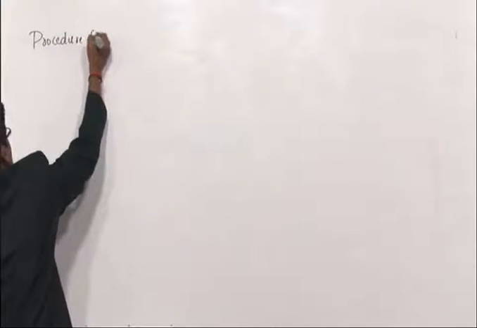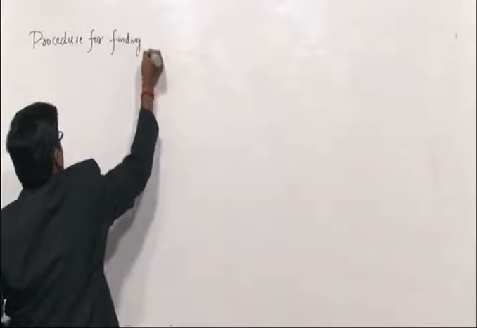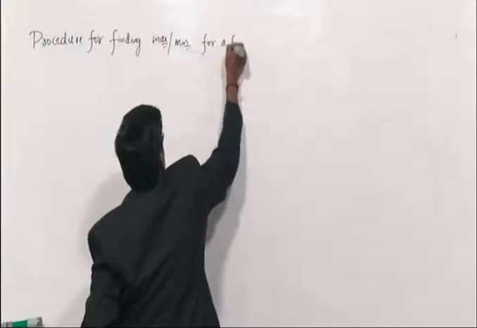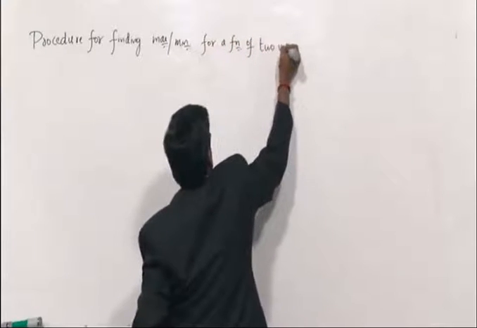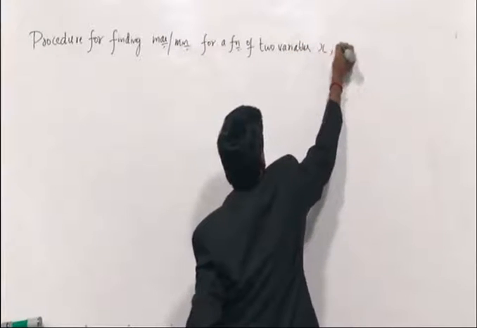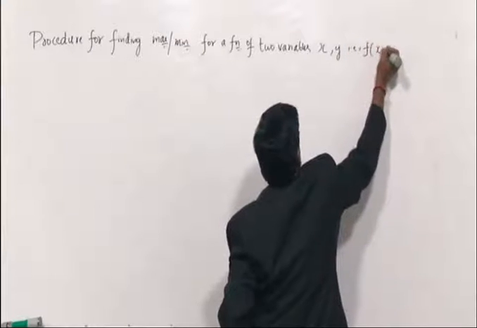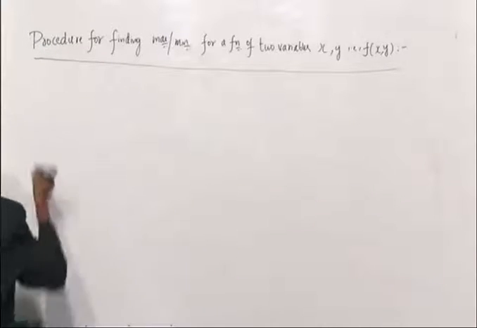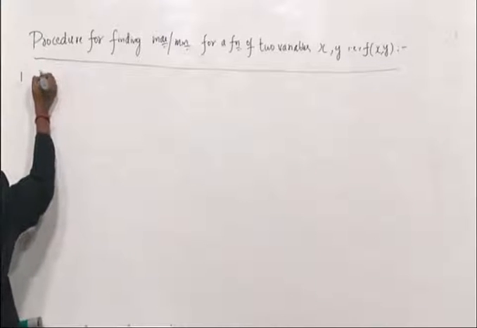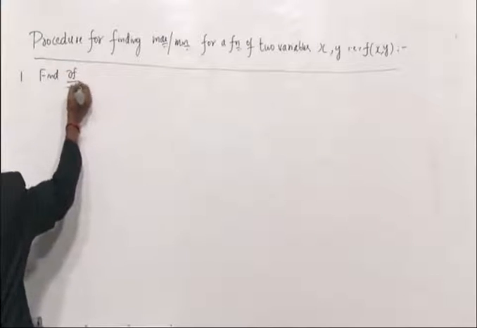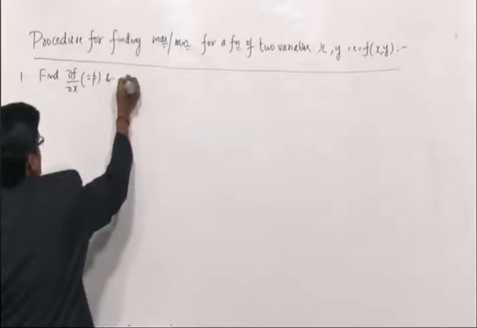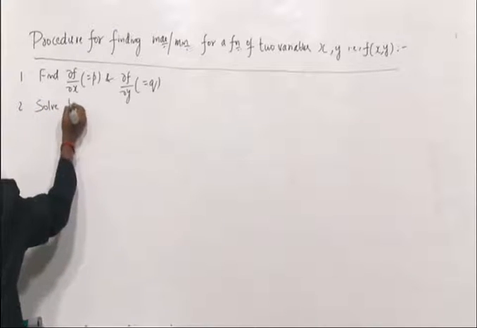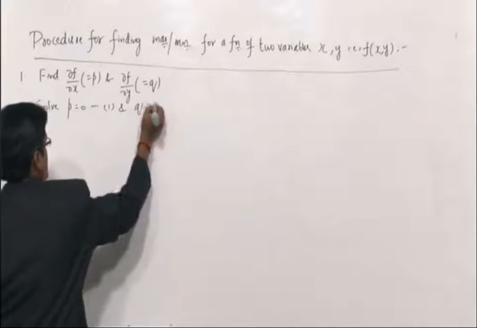Procedure for finding maximum minimum for a function of two variables x comma y, that is f of x comma y. Step 1. Find del f by del x, which is also denoted by small p, which I have given yesterday, that notation. Del f by del y, which is also denoted by q. Step 2. Solve p is equal to 0, say equation 1, and q is equal to 0, say equation 2.